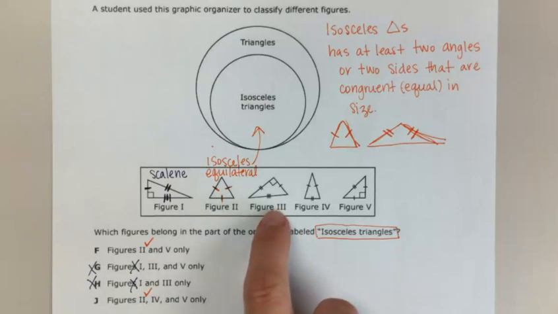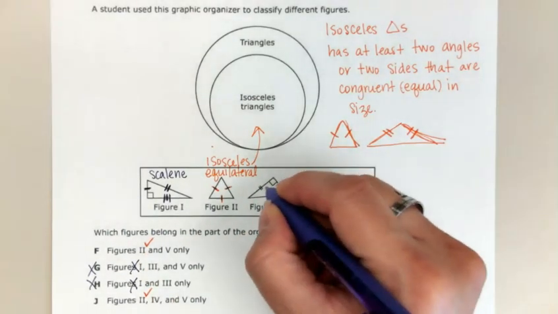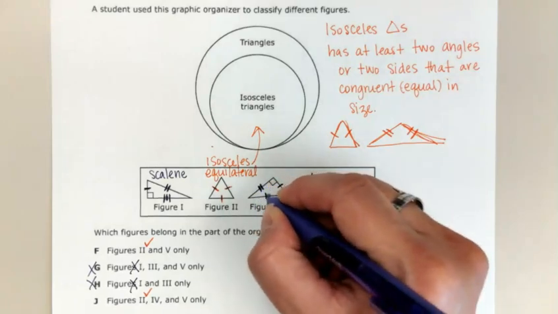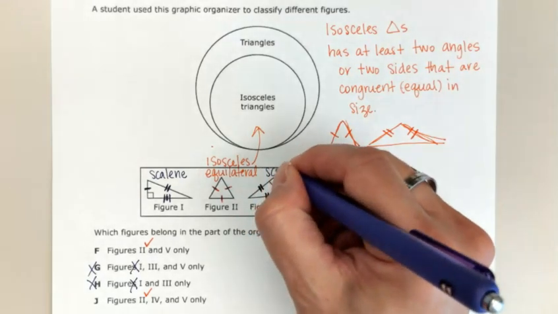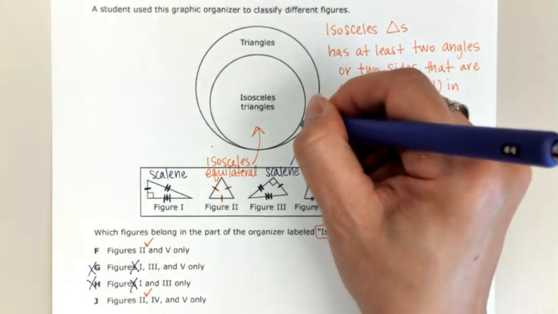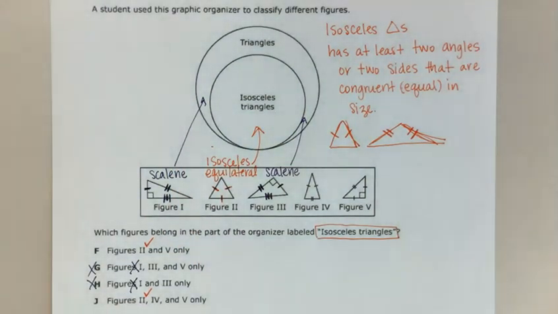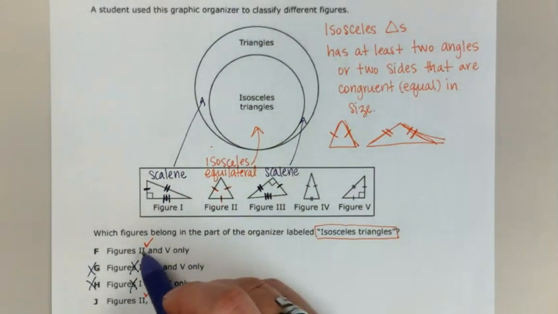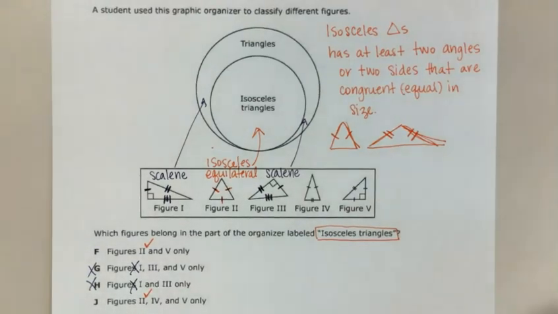Okay. So let's look at figure 3. Figure 3 is going to be like figure 1. These dashes or tick marks on the sides are not the same. So this will also be what we call a scalene triangle. So both of these scalene triangles are actually going to fall in this other part of the organizer. So it can't be figure 3. F does not have figure 3 and J doesn't have figure 3. We weren't able to eliminate any answers there.